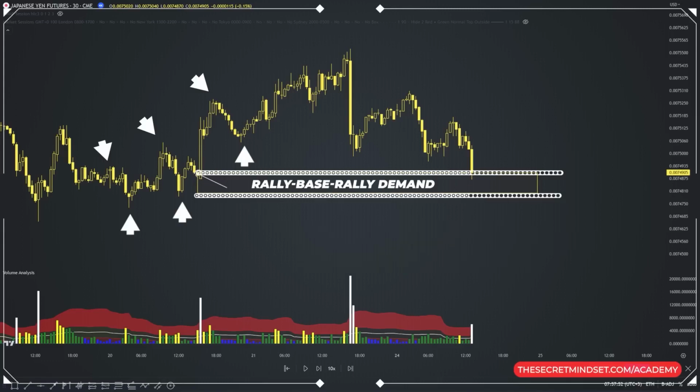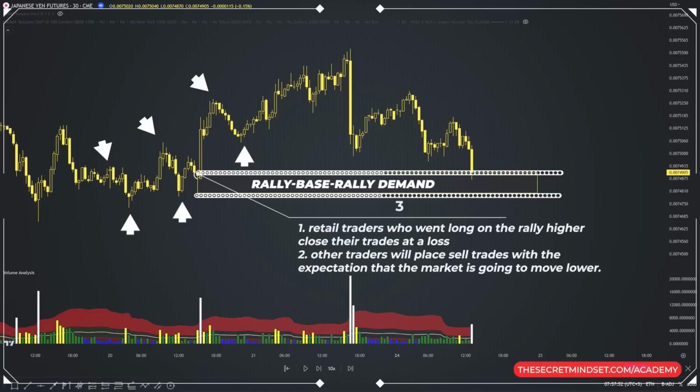The move lower causes a large number of retail traders who went long on the rally higher to close their trades at a loss, which puts a lot of sell orders into the market. In addition to this, there will be a small number of retail traders who will think the move down is a trend reversal, meaning they will place sell trades with the expectation that the market is going to move lower.